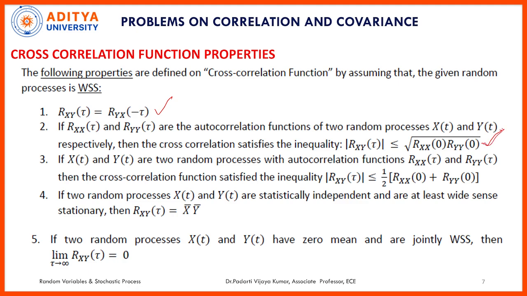The absolute value of Rxy of tau is less than or equal to square root of Rxx of 0 into Ryy of 0. And one more inequality is, the absolute value of Rxy of tau will always be less than or equal to the arithmetic mean of Rxx of 0 and Ryy of 0. Next, if two random processes x of t and y of t are statistically independent and at least wide sense stationary, Rxy of tau is equal to x bar into y bar. If the two random processes x of t and y of t have zero mean, then it will be equal to 0.